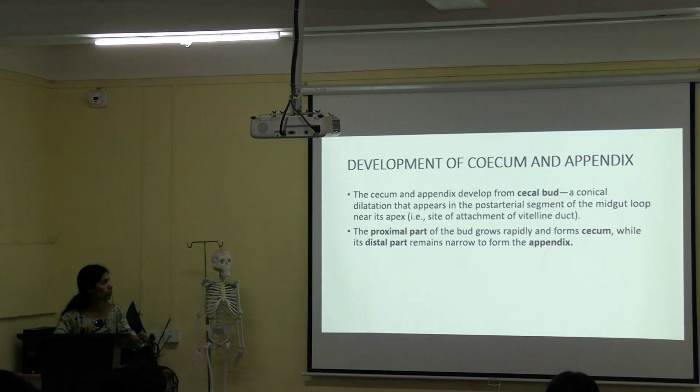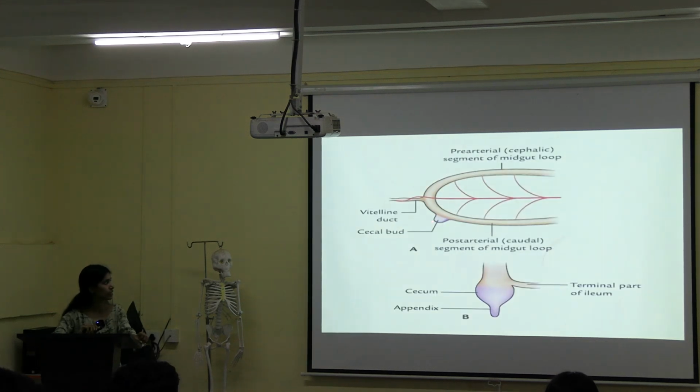The proximal part of the bud grows rapidly and forms the cecum, while the distal part remains narrow to form the appendix. You can see here, this is the cecal bud. There will be growth in the cecal bud. The proximal part, that means the upper part, is going to develop as your cecum, and the appendix, that is the lower part, will remain narrow and it will develop as the appendix. That is all about the development of your cecum and appendix. Any doubts?